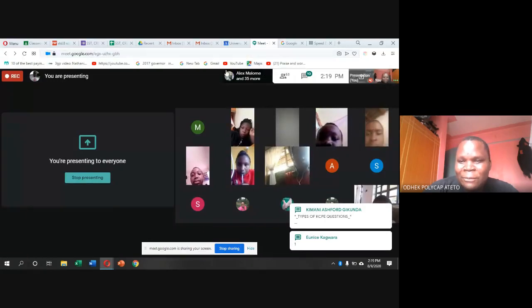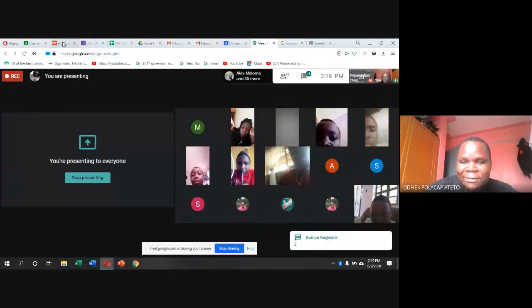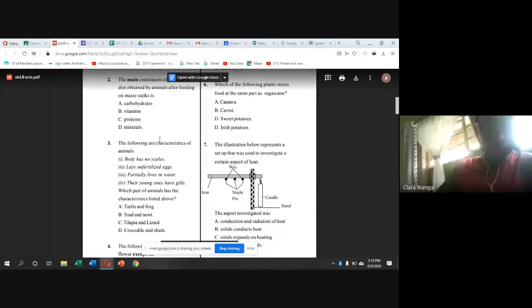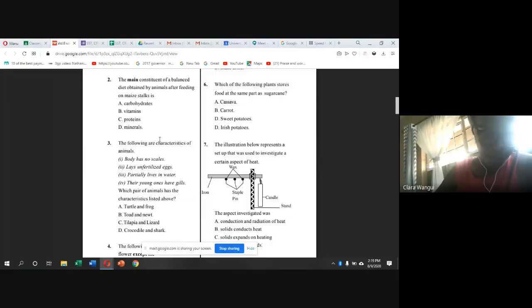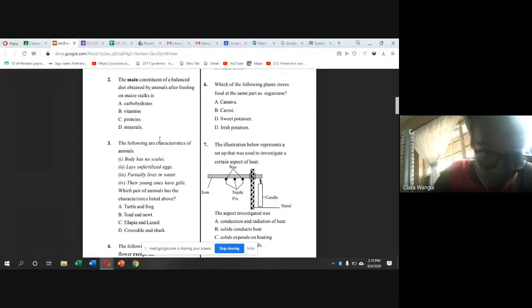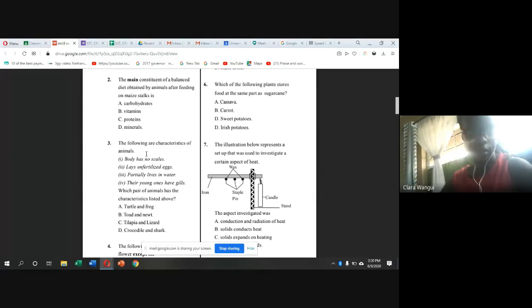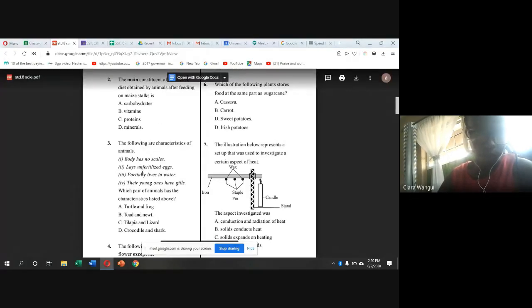Somebody, this person who failed question number 3, can you read it? The following are characteristics of animals. One, body has no scales, lays fertilized eggs, partially lives in water. The young ones have gills. Which pair of animals has the characteristics listed above?